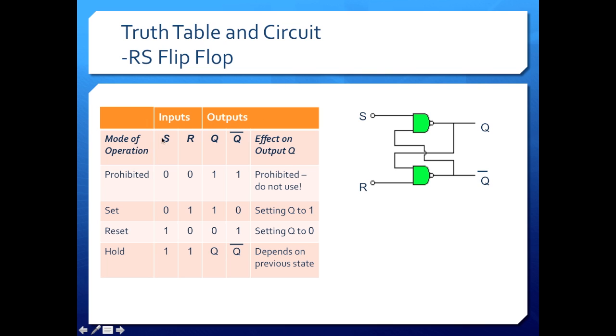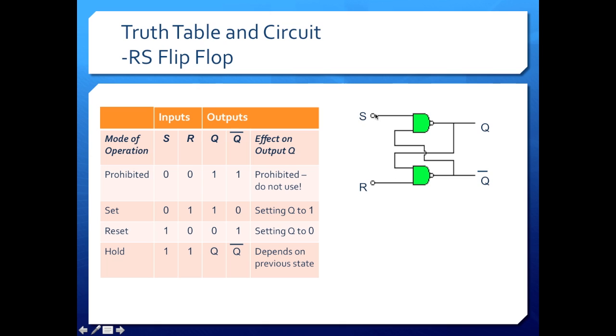If I have two inputs which are S and R, here in this example 2 to the power of 2 gives me 4 possible combinations. So I have 0, 0, 0, 1, 1, 0, 1, 1. And likewise I have two outputs here, Q and Q naught.